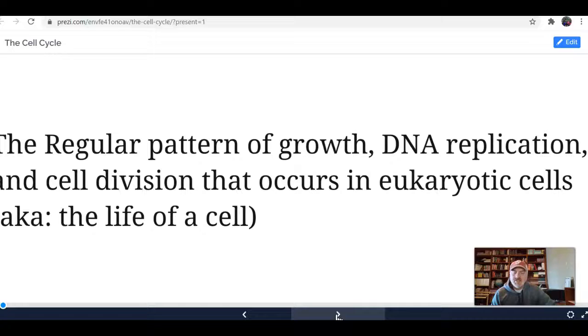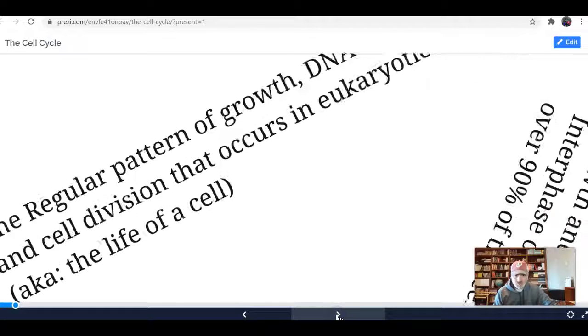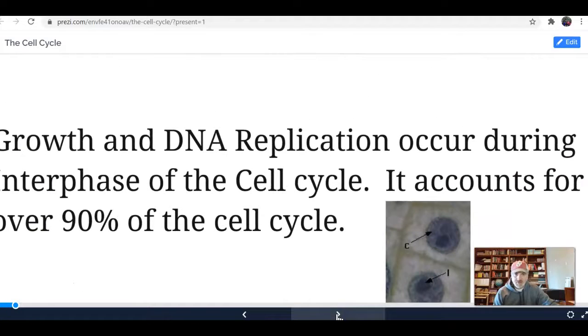So when we talk about the cell cycle, it's just the regular pattern of growth, DNA replication, and cell division that occurs in eukaryotic cells. We can just think about it as the life of a cell. That's what the cell cycle is, from the moment that it begins to where it will split into two new cells. And we're going to go through all the parts of it.